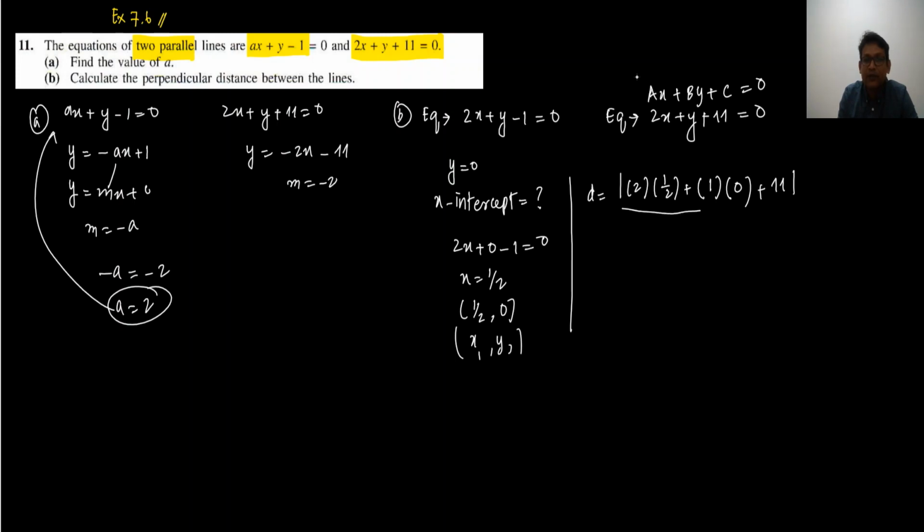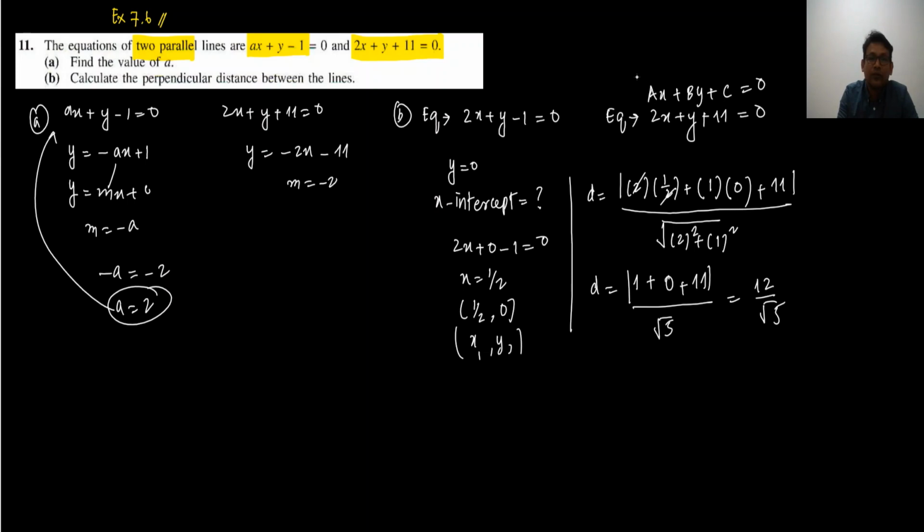The modulus means the answer will always be positive if you have a negative answer. Under root, this is a squared plus b squared. A is 2 squared and b is 1 squared. Now we just need to simplify the working. 2 and 2 cancel out, so it is only 1 plus 0 plus 11 in the modulus, divided by 2 squared, which is 4, plus 1, under root 5. So you have 12 in positive, under root 5.